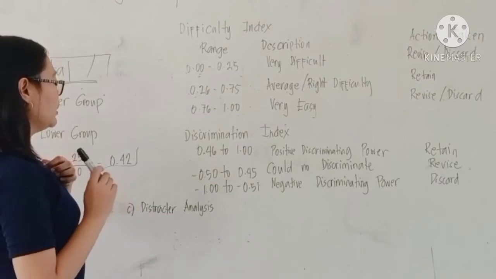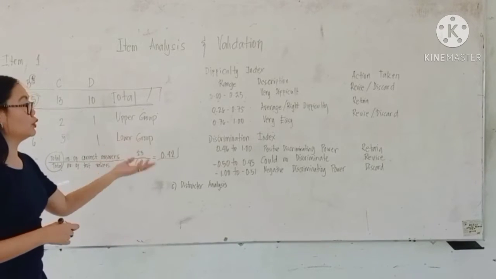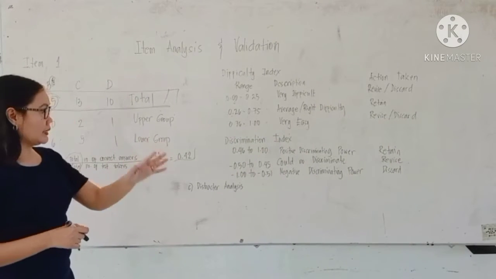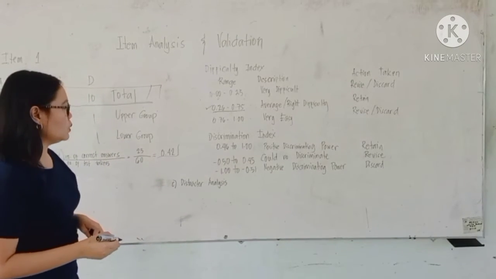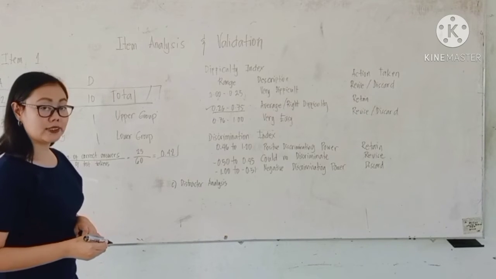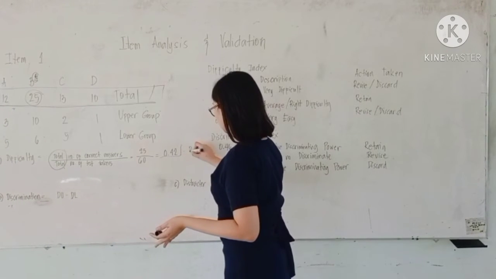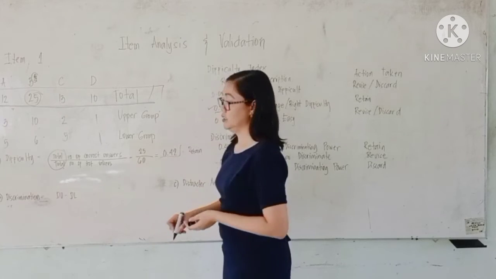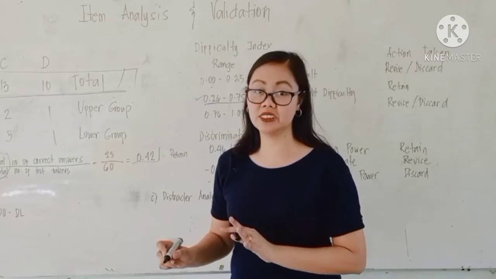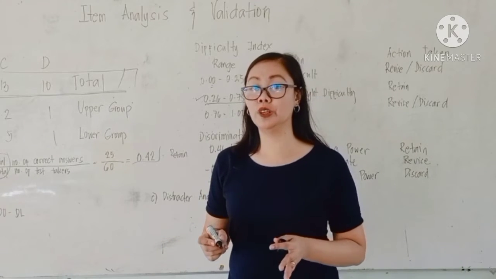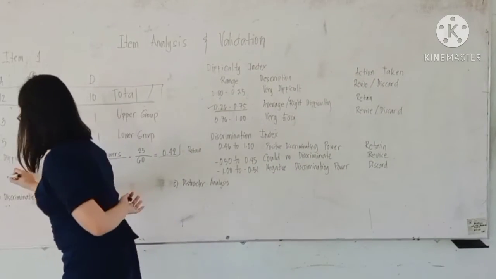Now, the difficulty score that we were able to get earlier is 0.42. Nasaan siya? Since nandito si 0.42 between 0.26 to 0.75, we conclude that it has an average or right difficulty. We retain the item. Okay? In our class, we cannot simply say the item is retained. We have to write down our conclusion. What is our concluding part? You're gonna put it in a sentence. So you're gonna put it this way.